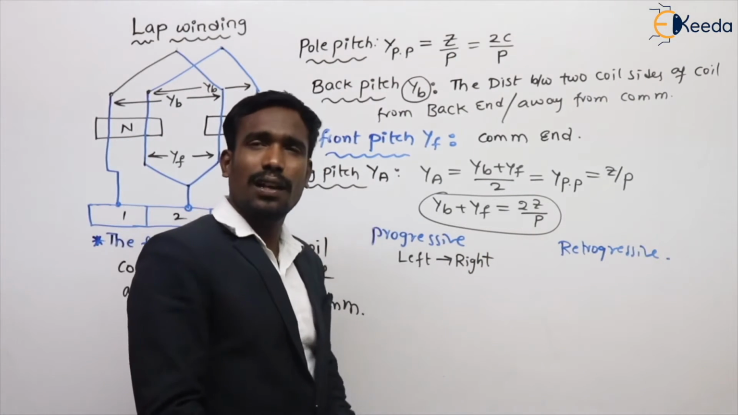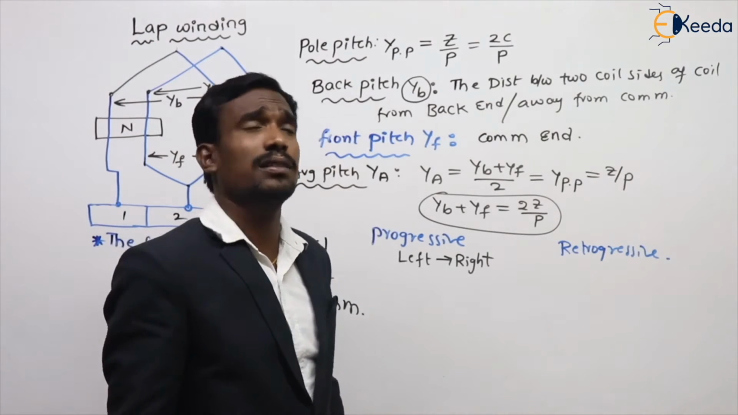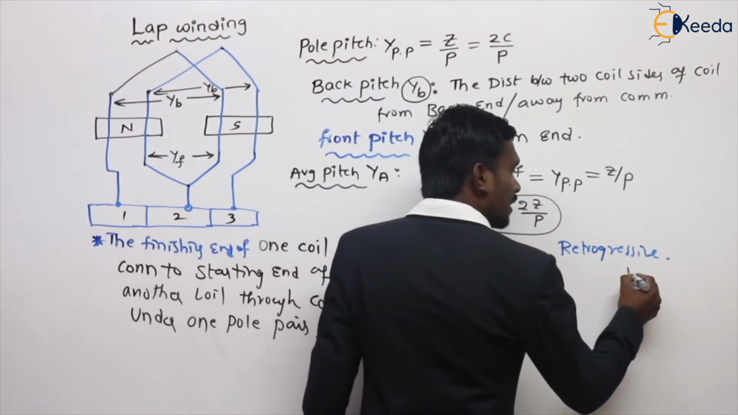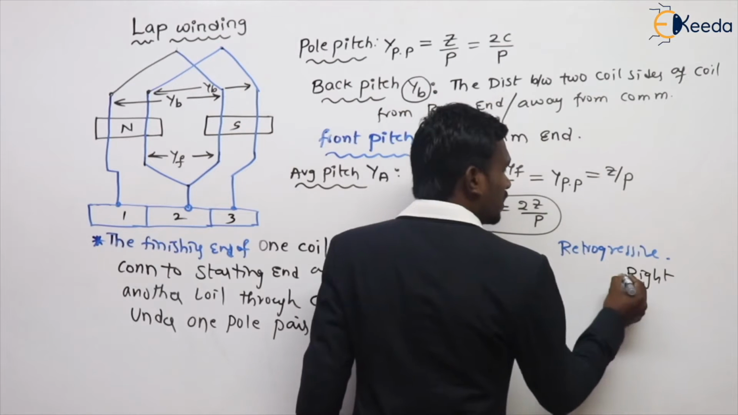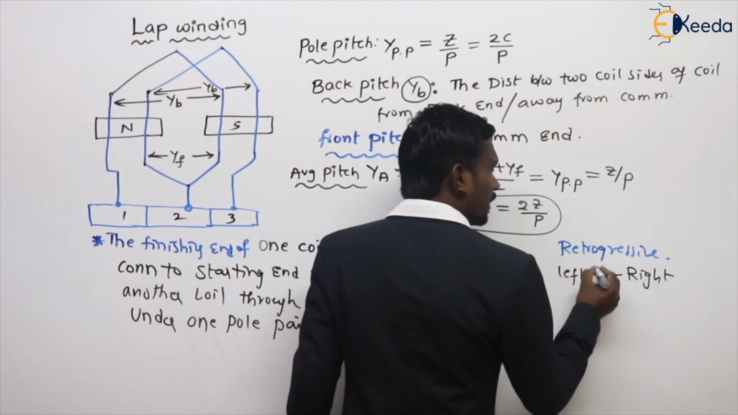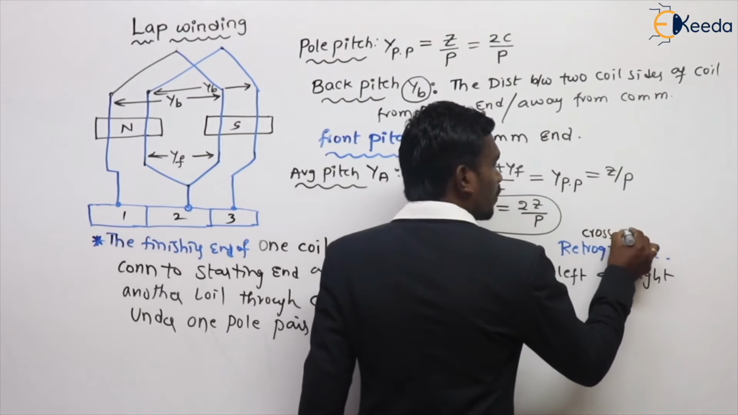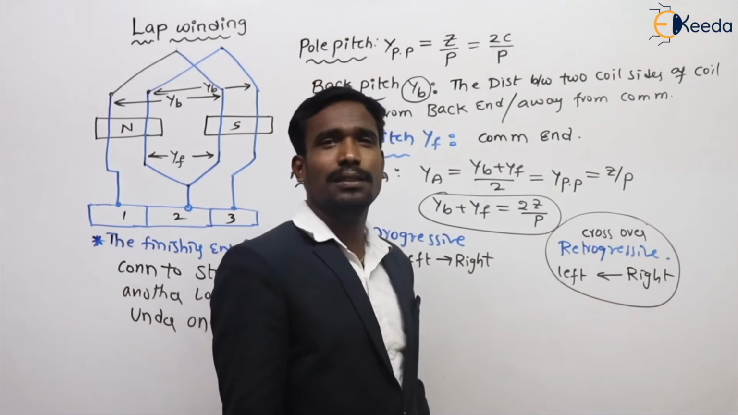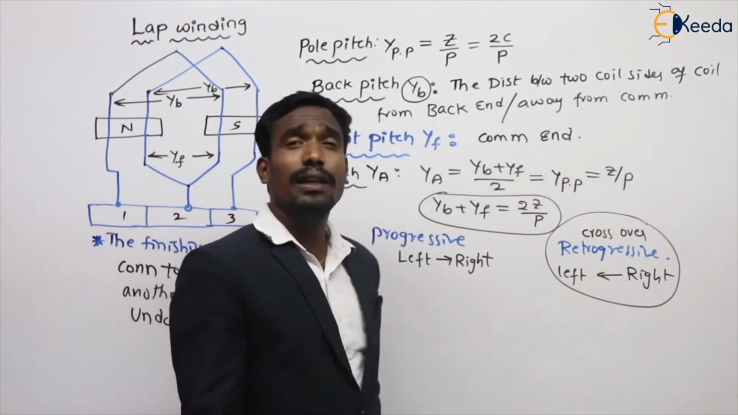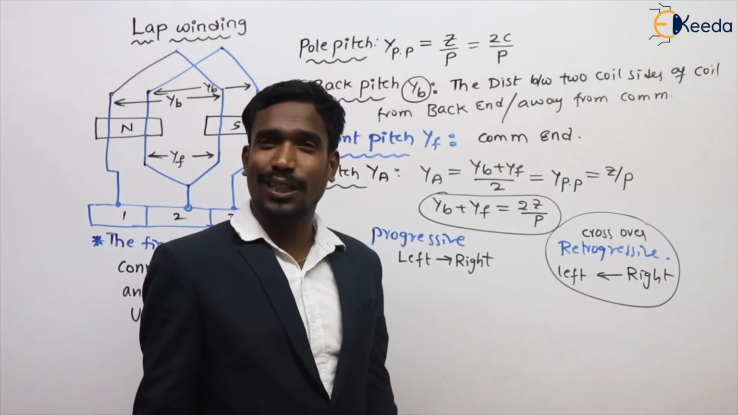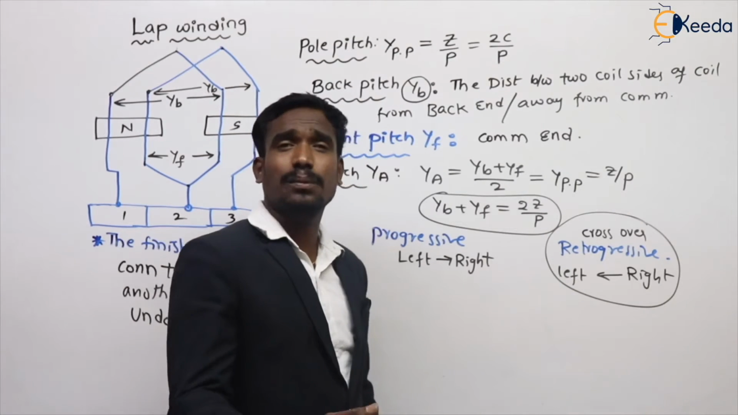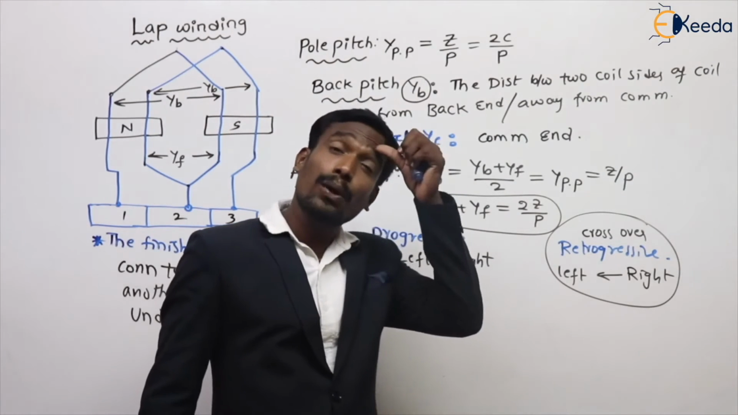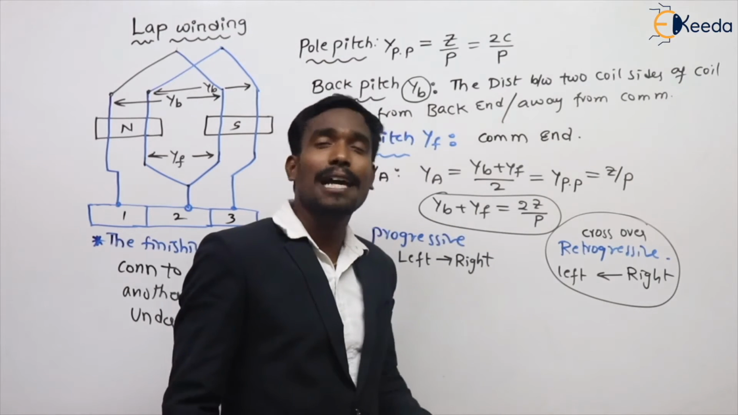Generally, if it is not mentioned whether it is progressive or retrogressive, we should consider it as progressive. If they mention retrogressive, then the winding procedure is right to left. But here crossover problems are more. That's why generally we do not consider retrogressive multiplex. Generally we consider progressive simplex lap windings only. Retrogressive multiplexes are special cases. If not mentioned, we should consider it a progressive simplex lap winding, which is left to right.